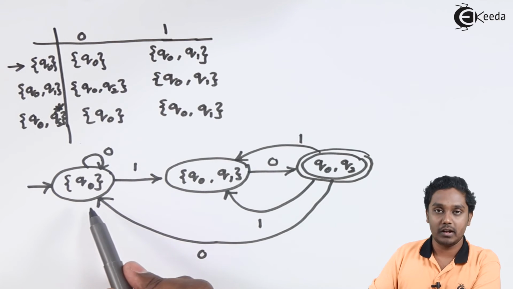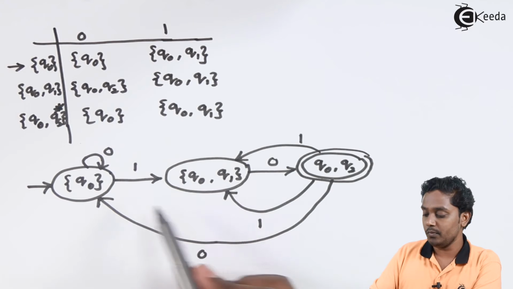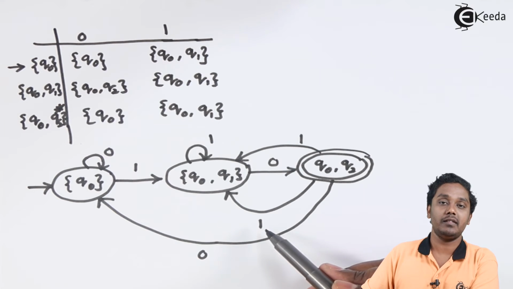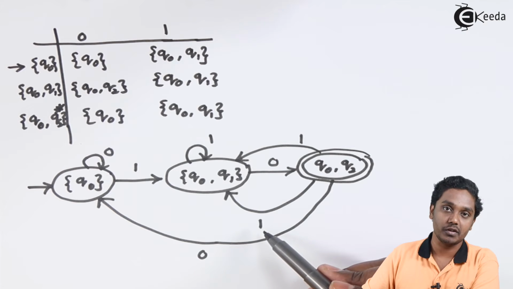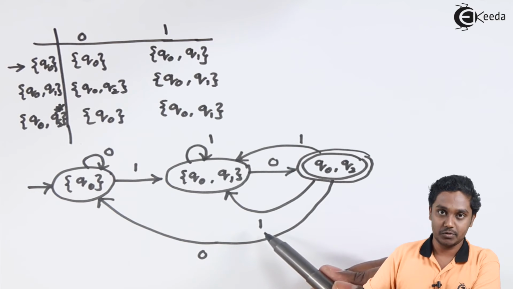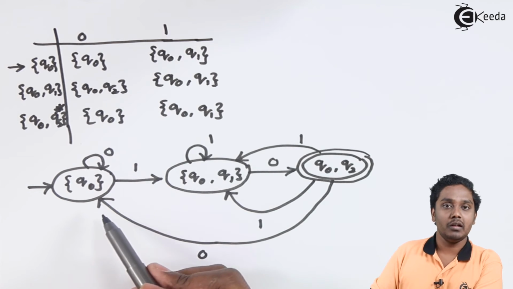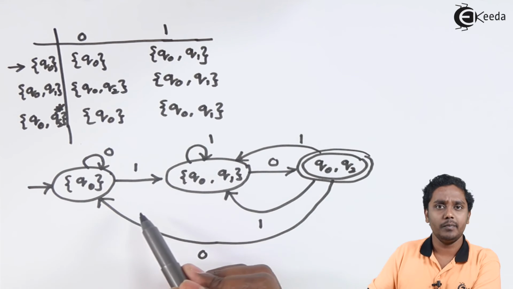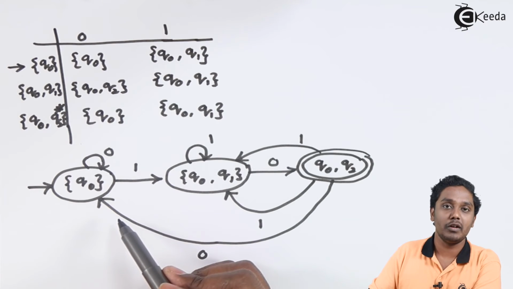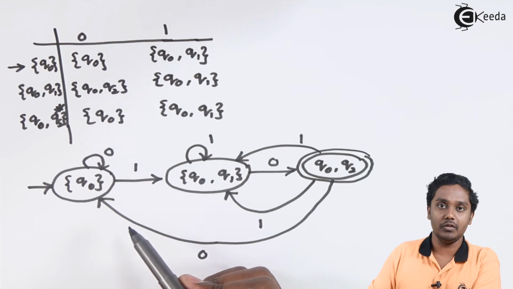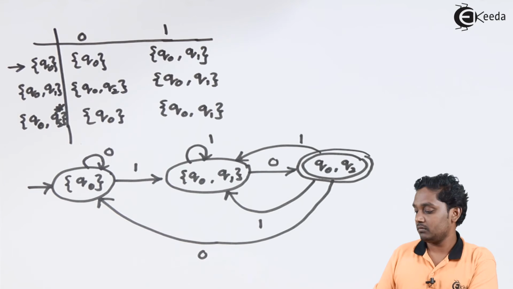As you can see, it will accept 1 followed by 0. This DFA will accept the same strings which were accepted by the given NFA, that is the set of all strings which end with 1 0. Here you can see it will accept the string 1 followed by 0, or let's say the string 1 1 0. That means any string which has 1 0 at the end.